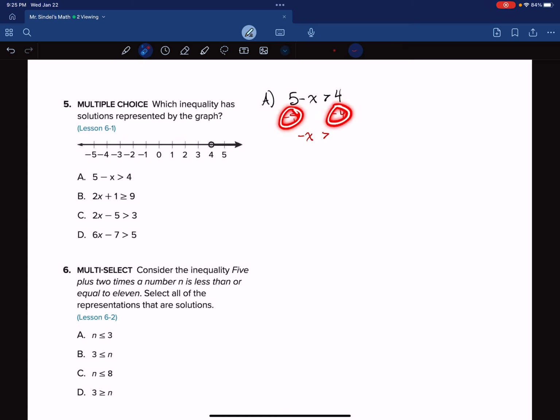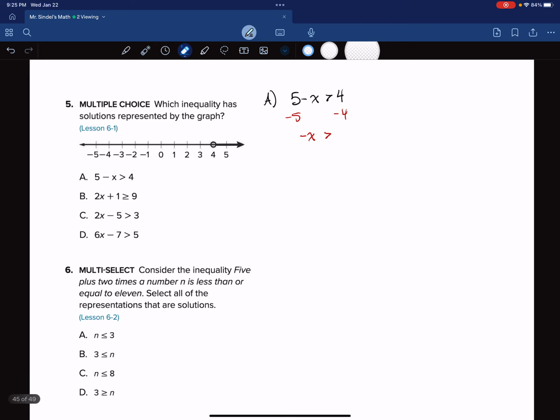I have a -x now is greater than... -4, what am I doing? I have to do the same thing to both sides of the inequality. So this is a -5, which is correct. That has to be a -5. Silly Mr. Sindel. And 4 minus 5 is a -1. And I need an x by itself. Right now I have a -x by itself.